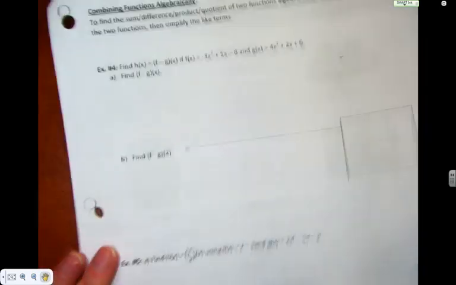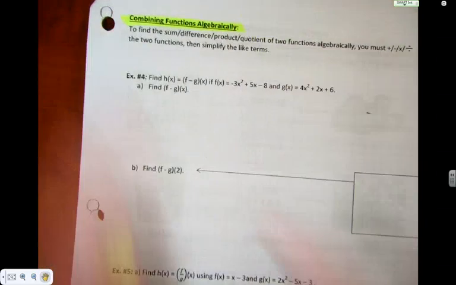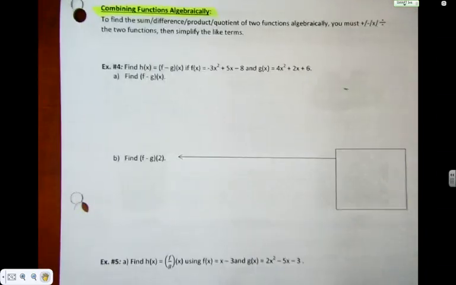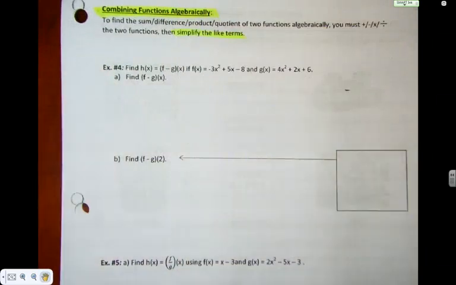Let's do the same thing now, but let's do it algebraically. To find the sum, difference, quotient, product of two functions algebraically, you must add, subtract, multiply, or divide the two functions, and then simplify the like terms. So we're going to do the exact same thing, just algebraically instead of graphically. Find h of x equals f minus g of x if f of x is this and g of x is that, and we're going to subtract them.